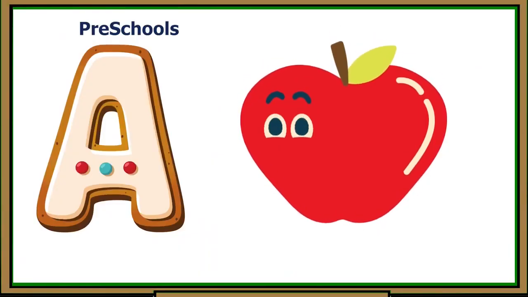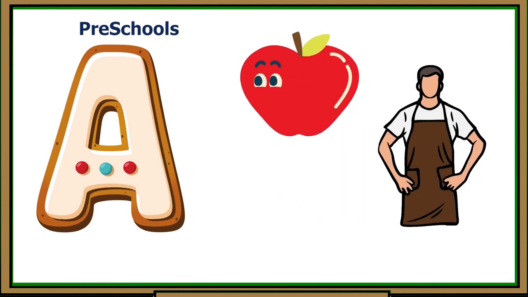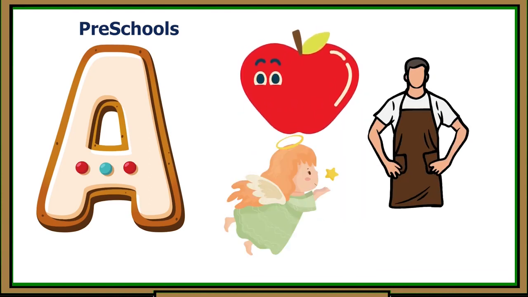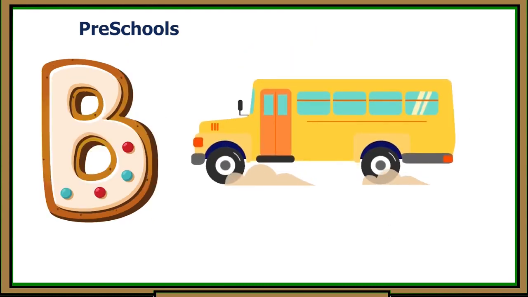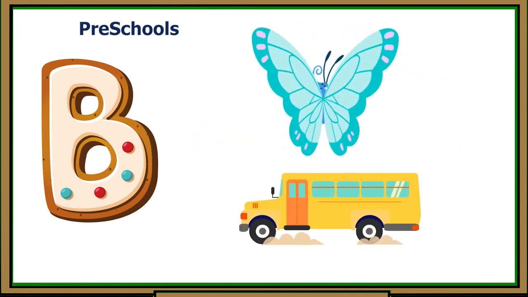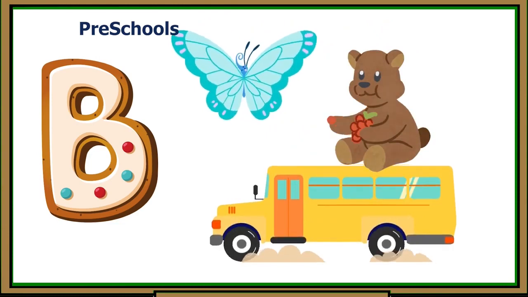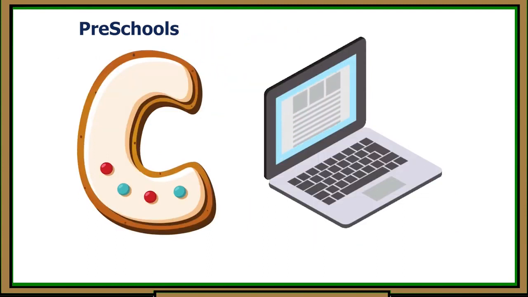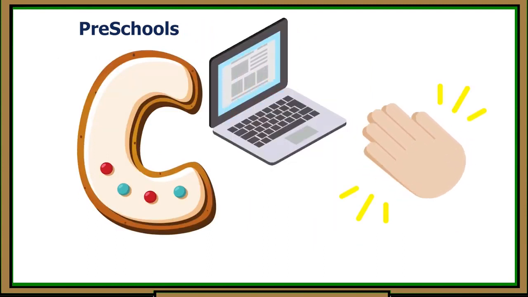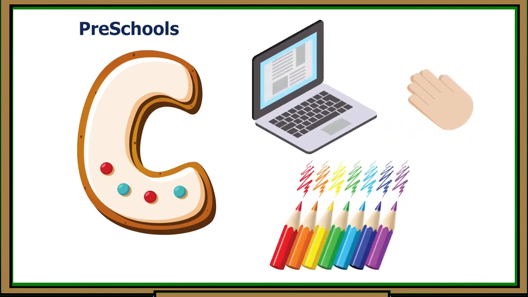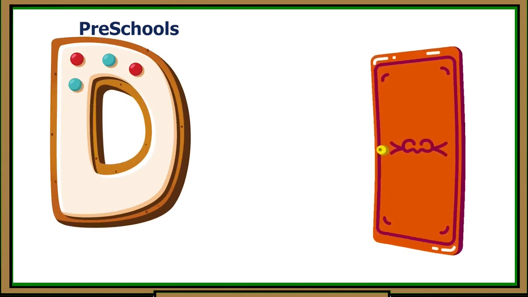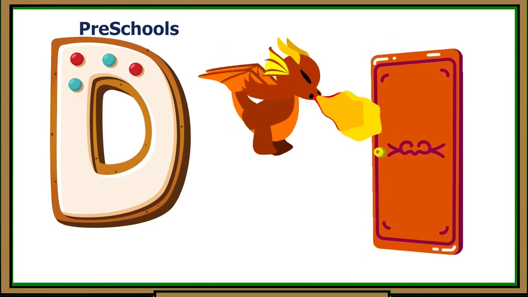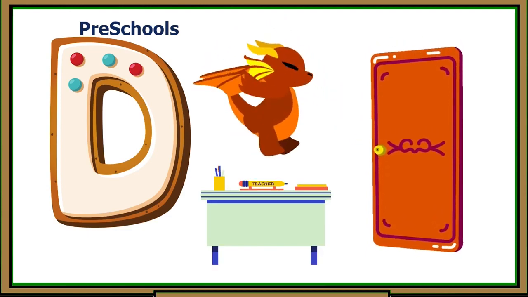A for apple. A for apron. A for angel. B for bus. B for butterfly. B for bear. C for computer. C for claps. C for color pencil. D for door. D for dragon. D for desk.